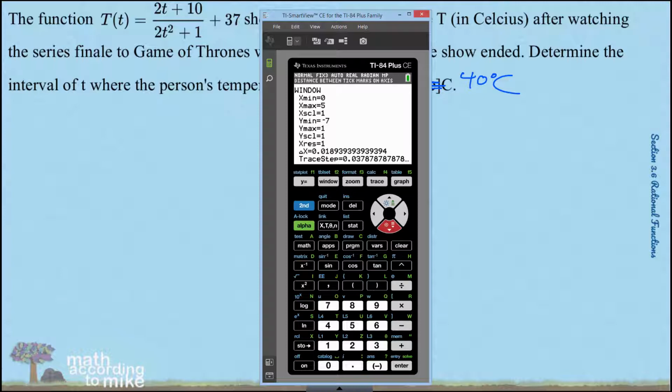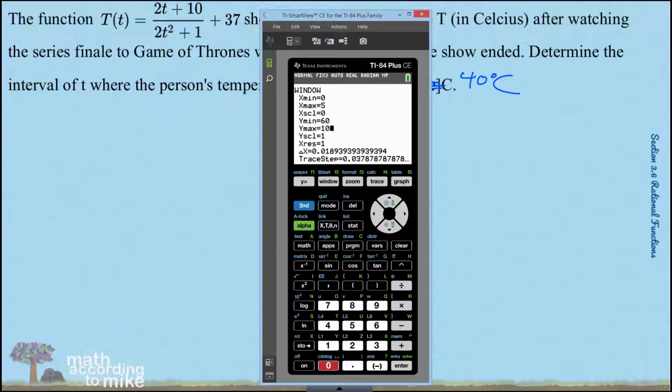X scale is how often you will have a tick mark. We'll have a tick mark every 1 unit. A person's normal body temperature is 37 in Celsius, so we should make sure to include 37, but also this number 40 here. To make a pretty graph, I'm going to say 0 to 60, and we'll scale it by 10.